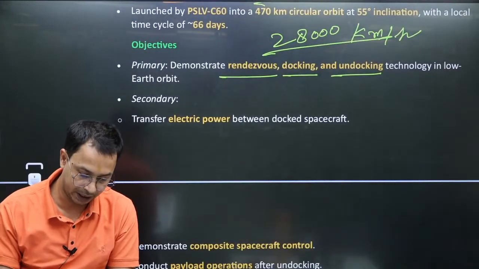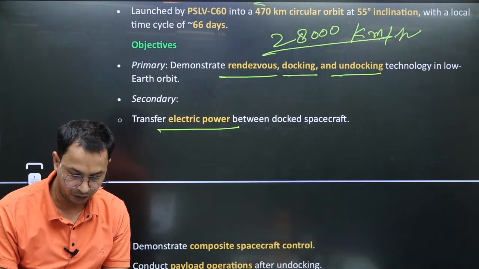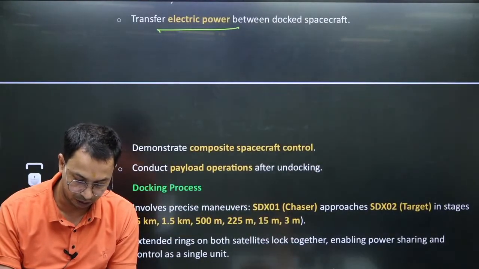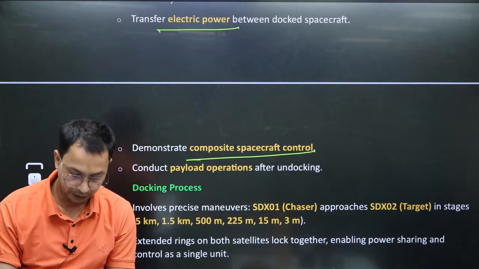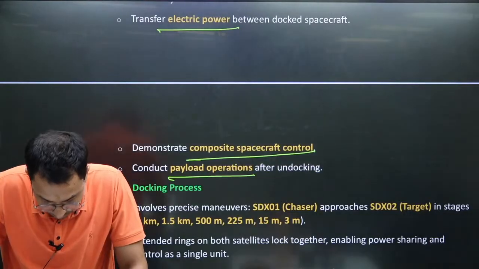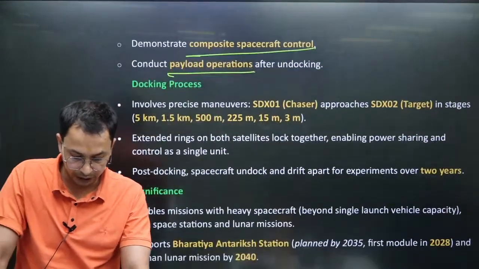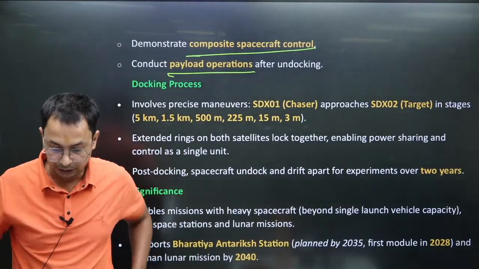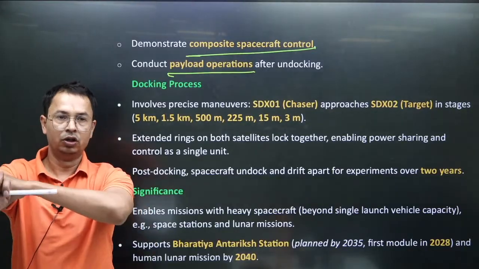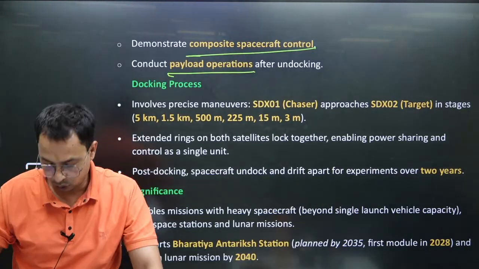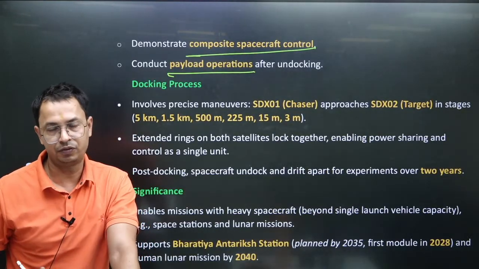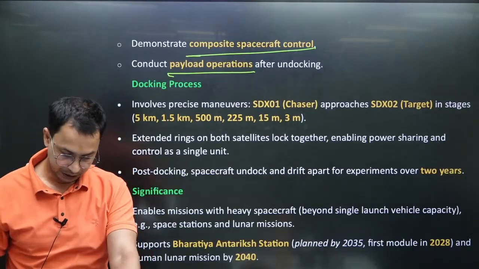This was the primary target. Then we also transferred electric power between the docked spacecraft. Then we demonstrated composite spacecraft control, and we also conducted the payload operation after the undocking. This was the SpaDeX experiment, conducted in January 2025, and this made ISRO the 4th country to perform a docking experiment in space. The first 3 countries are the US, Russia and China.